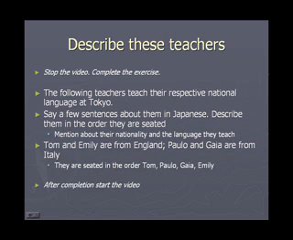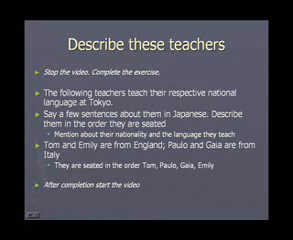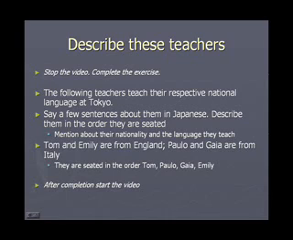In this lesson, you are going to compose some sentences in Japanese. There are 4 teachers working in University of Tokyo. They are teaching their respective national language there. You have to say a few sentences about them in Japanese, describing them in the order in which they are seated. You may mention their nationality and the language they teach.